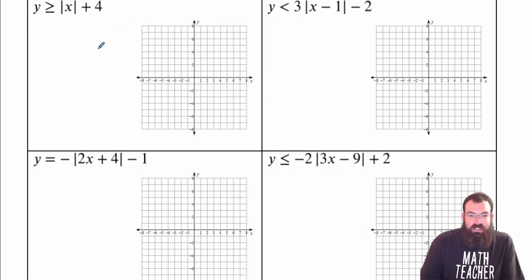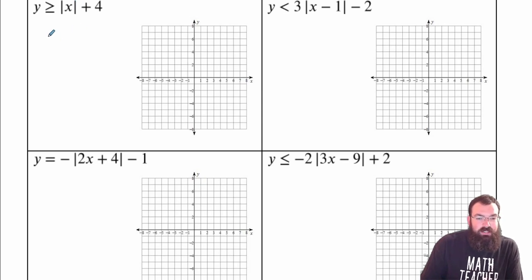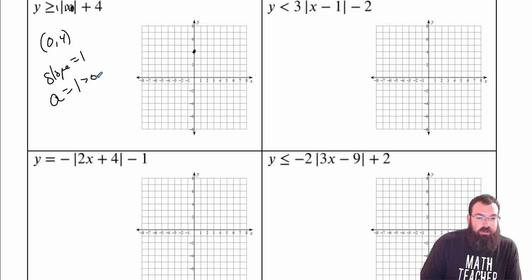All right. This one is pretty easy. The vertex is going to be 0, 4. There's no number over here, like it's not +7 or -7 or whatever. So there's no number to the right of that. So it's just 0. So 0, 4 is up here. The slope is 1 times 1. So that's just 1. A is 1, which is greater than 0, so that means it goes up. So I'm going to go up 1, over 1, up 1, over 1, up 1, over 1, and so on.